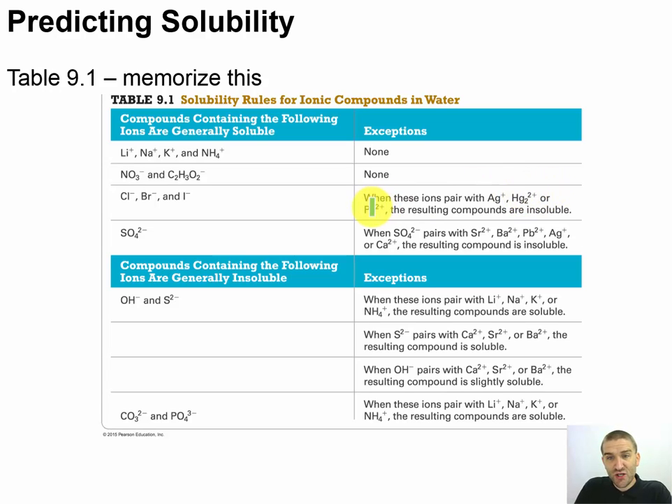Now, lead 2+, all of these are going to give insoluble compounds. Same thing down here with the sulfate ion. If sulfate's paired up with any of these ions, it's also going to be insoluble. Now, that's going to be a really useful trick. You can take something that's normally soluble and precipitate it with something else.